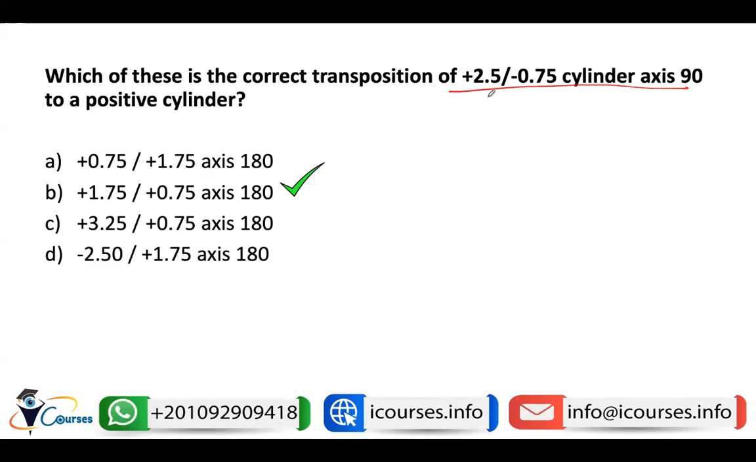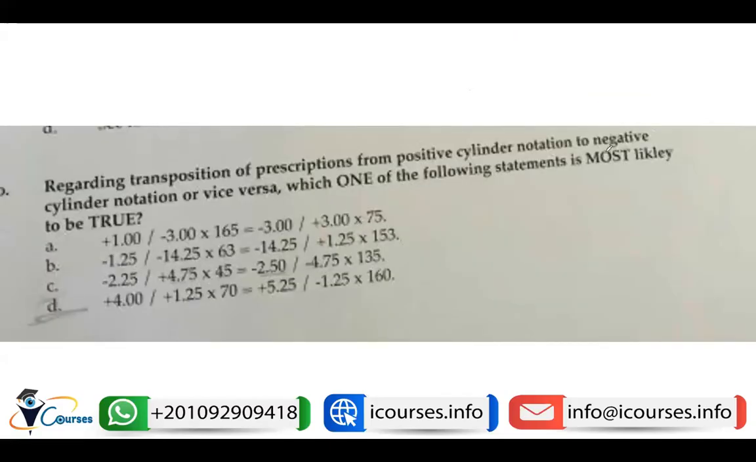Exactly as you mentioned. So how do we do a transposition? We add the sphere to the cylinder to make the new sphere, and then we take the opposite sign of the cylinder. So if it is minus, it will be plus, or if plus, it will be minus. Then we take the complementary, or perpendicular, axis. So if it is 90, it will be 180. Another question about transposition.